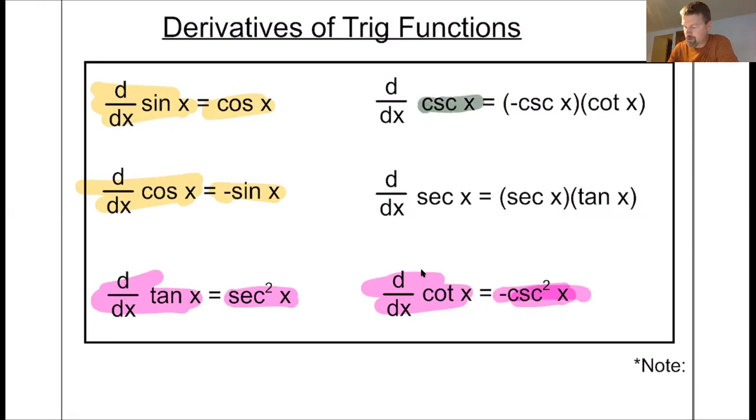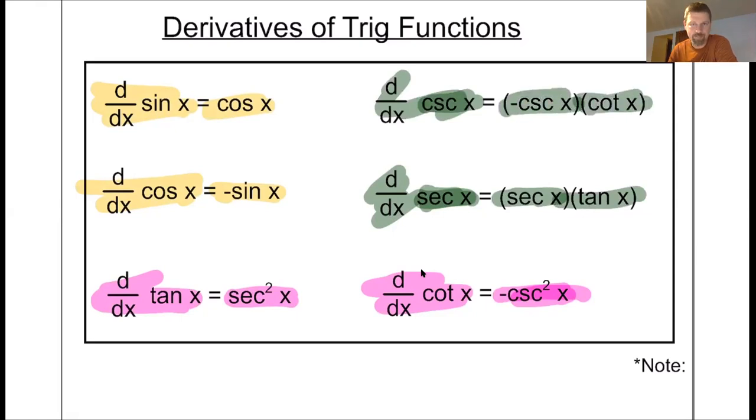Same kind of pattern shows up with cosecant and secant. Derivative of secant is just that secant again times tangent. With a cosecant, it's a negative cosecant times a cotangent. So you could probably pair those up like that's color-coded. It might help you with memorization.